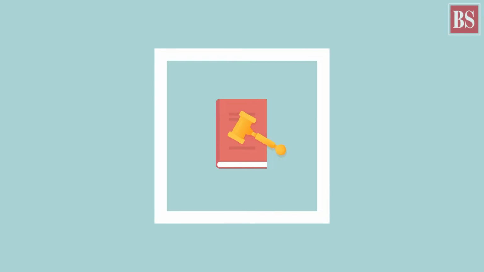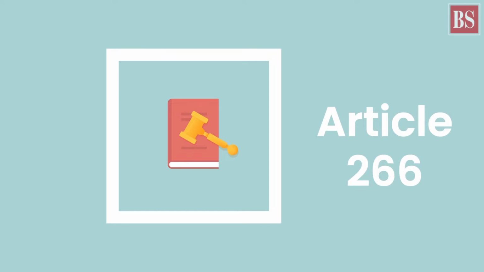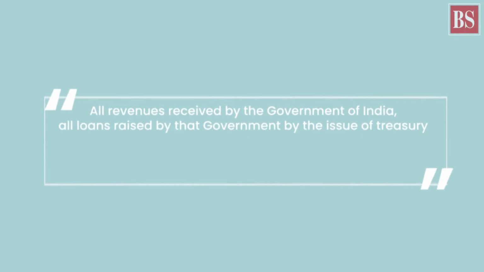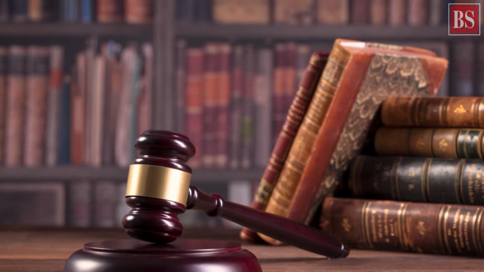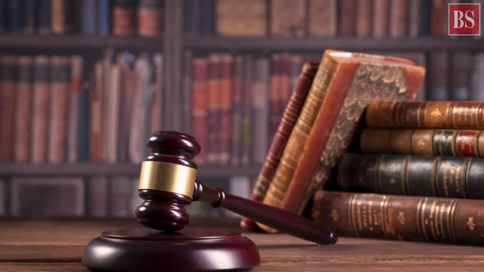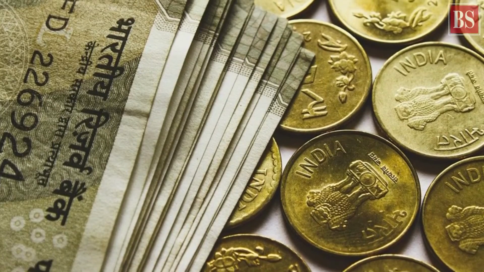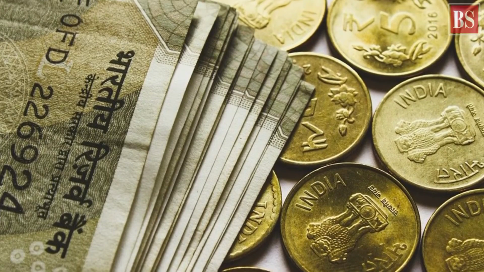This fund is defined under Article 266 of the Constitution. It says that all revenues received by the Government of India, all loans raised by that government by issue of treasury bills, loans or ways and means advances, and all monies received by that government in repayment of loans shall form one consolidated fund to be entitled the Consolidated Fund of India. To put in simple terms, all revenues received, interest earned and money borrowed by the government goes into it.